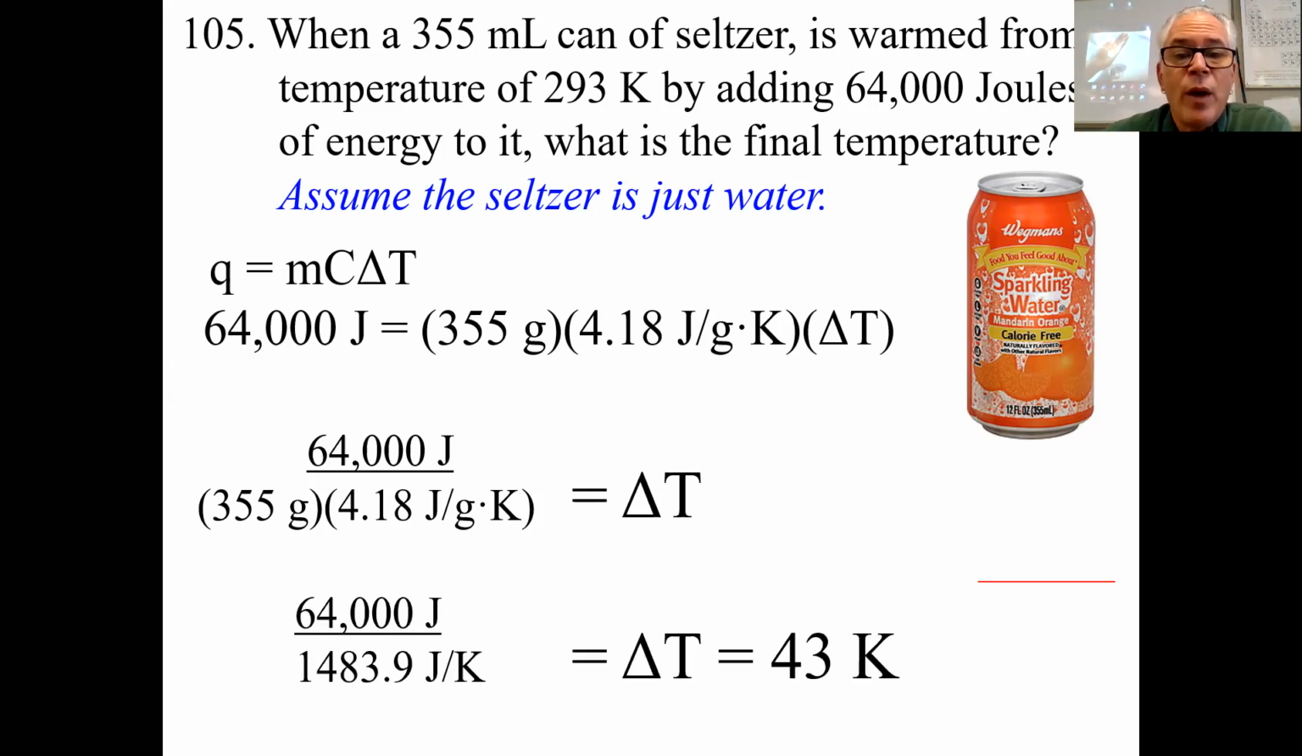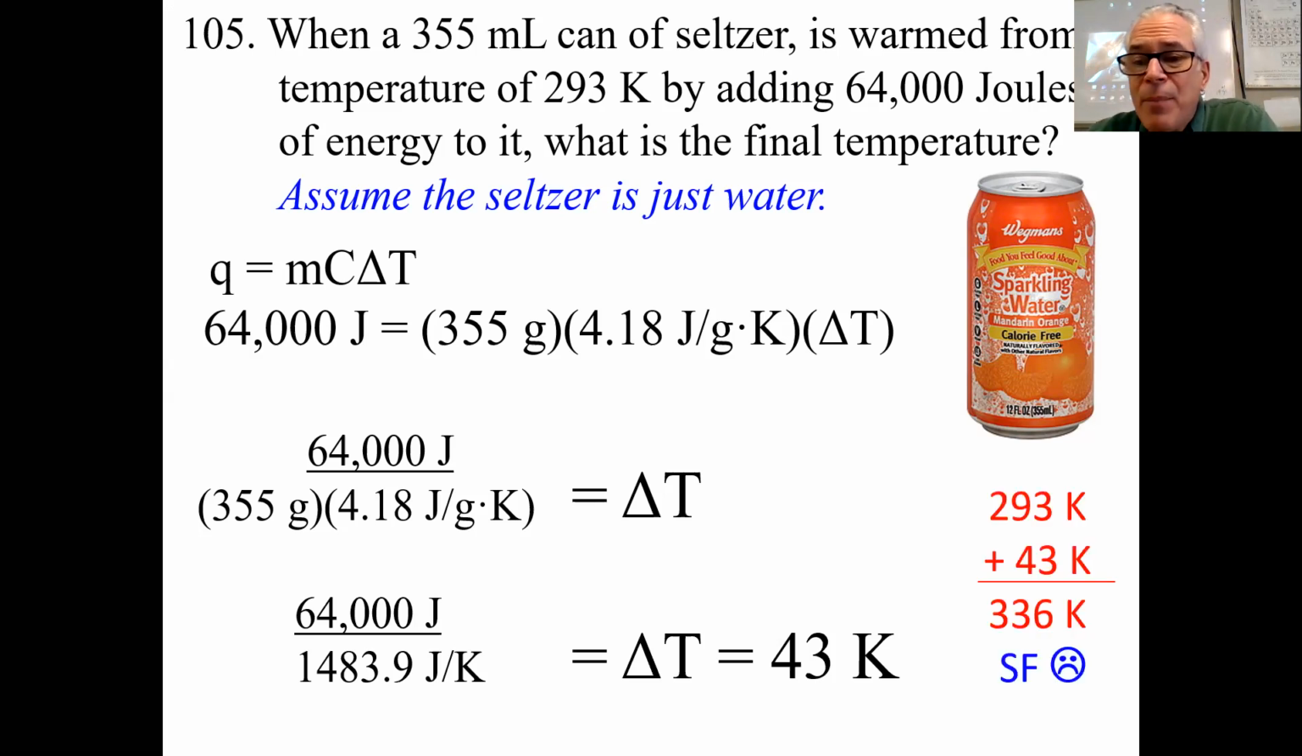temperature, and we only have two significant figures here. 64,000 divided by 355 times 4.18 is 1483.9. The change in temperature is 43. Now, one more time, we got to think. We heated the can of water up. The water is 293 Kelvin. We made it hotter. How much hotter? 43 Kelvin hotter. So it goes from 293 up 43 Kelvin.